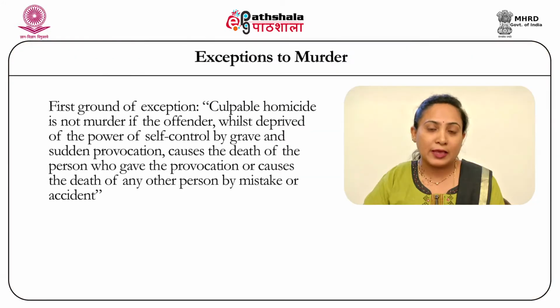Let's now examine each of these 5 grounds of exceptions. Now, the first ground of exception says that culpable homicide is not murder if the offender, whilst deprived of the power of self-control by grave and sudden provocation, causes the death of the person who gave the provocation or causes death of any other person by mistake or accident.